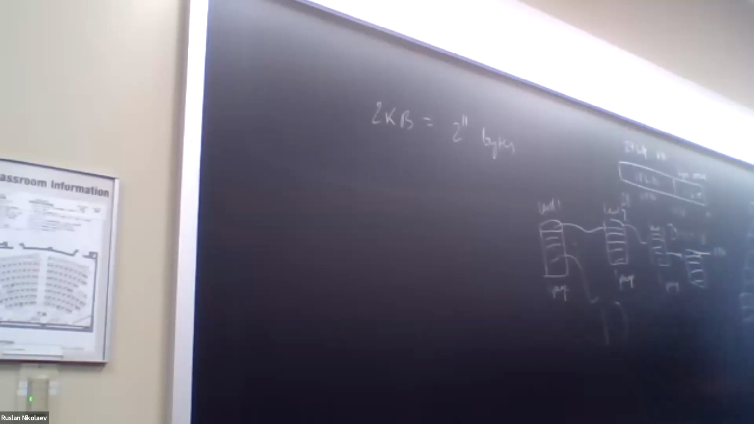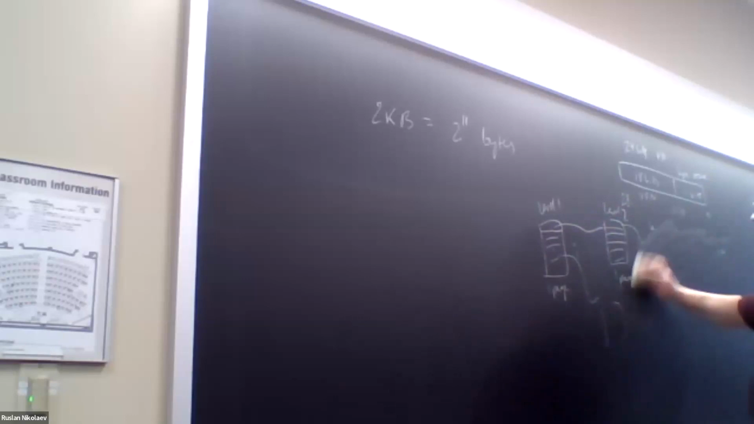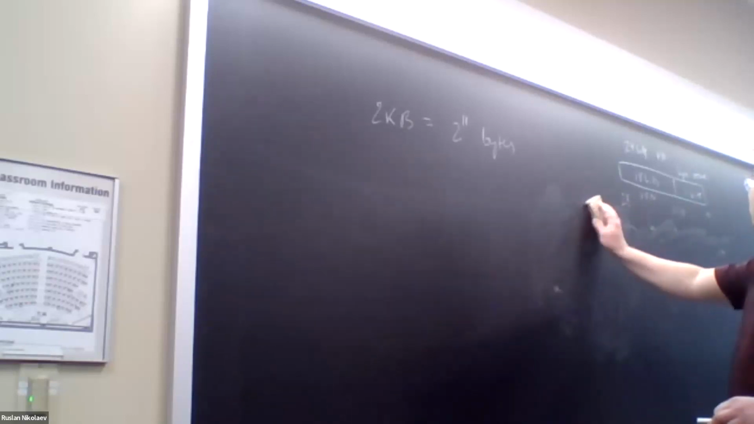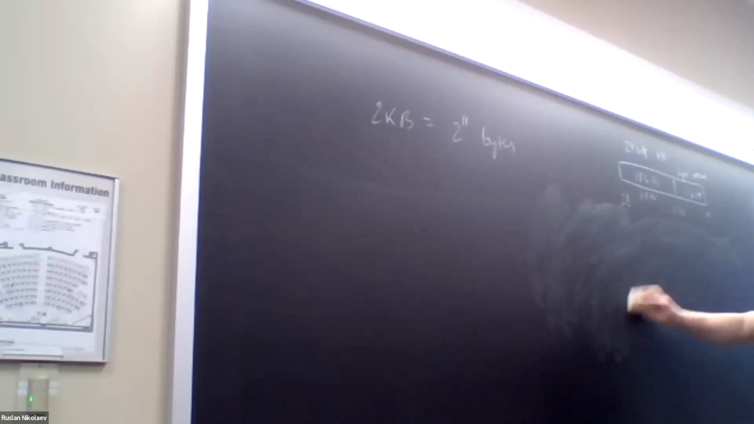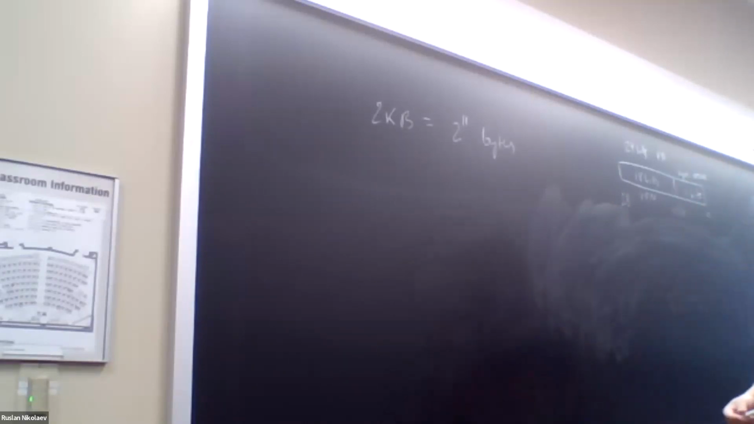So with the multi-level page table, we have to keep entries in the page. That means level 1 has to accommodate a certain number of entries, level 2 has to accommodate a certain number of entries, and so on, right? So let's start with level 1. Level 1 accommodates how many entries?